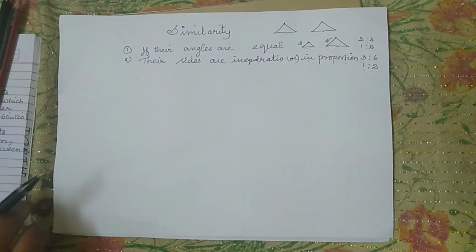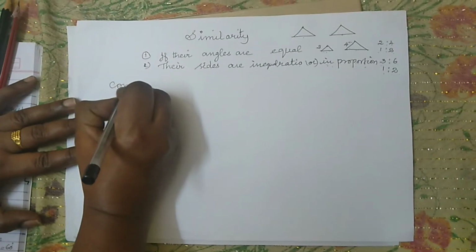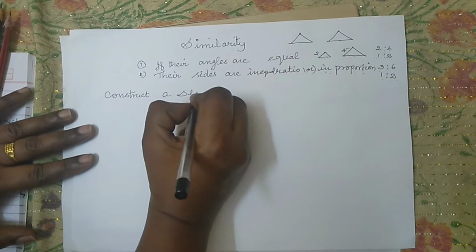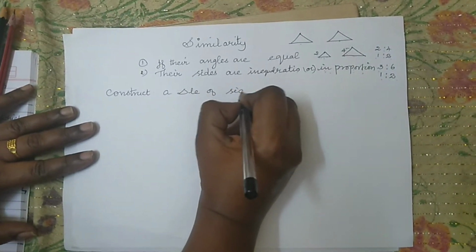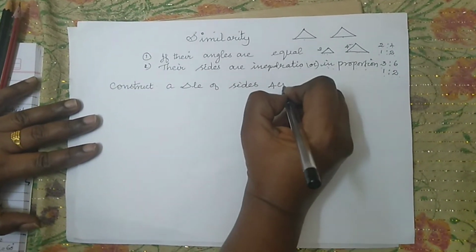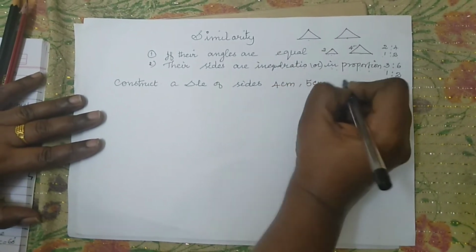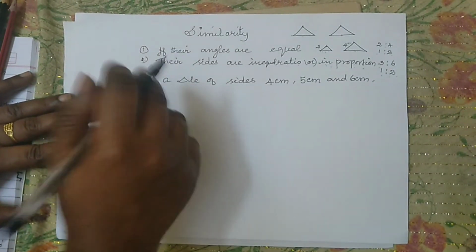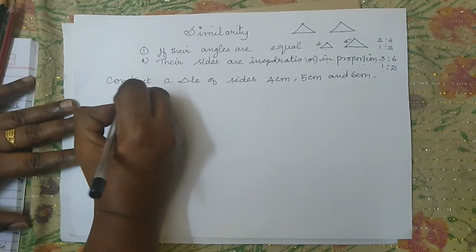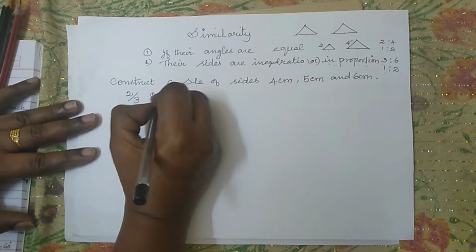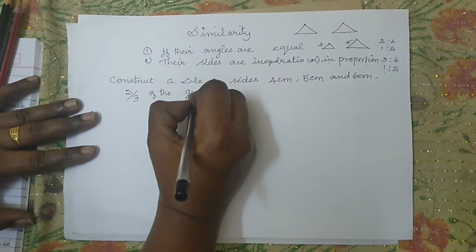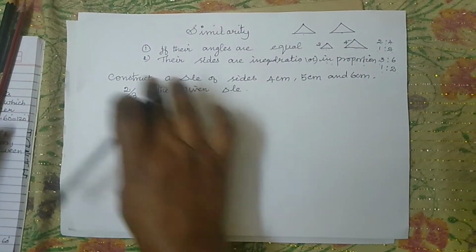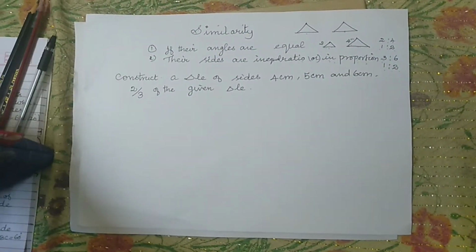Now we are going to see about the construction of similar triangles. The question here is, construct a triangle of sides 4 centimeter, 5 centimeter and 6 centimeter. Now we have to construct another triangle of side 2/3 of the given triangle. So how to construct this? Now we have to use a compass.